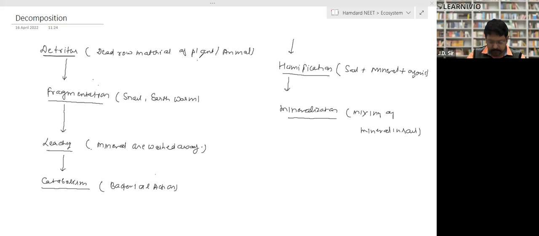Next point. The process of decomposition includes fragmentation, leaching, catabolism, humification and mineralization.